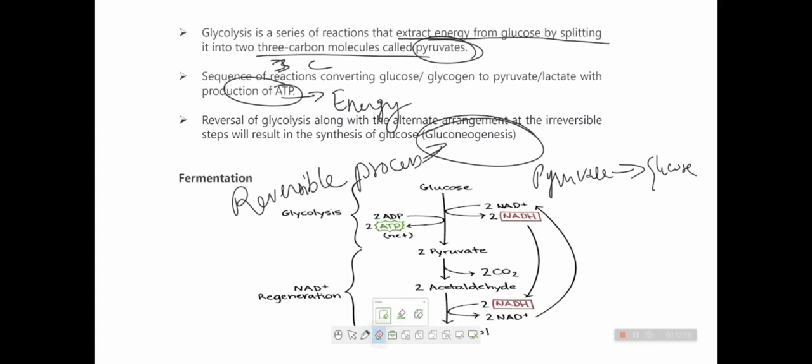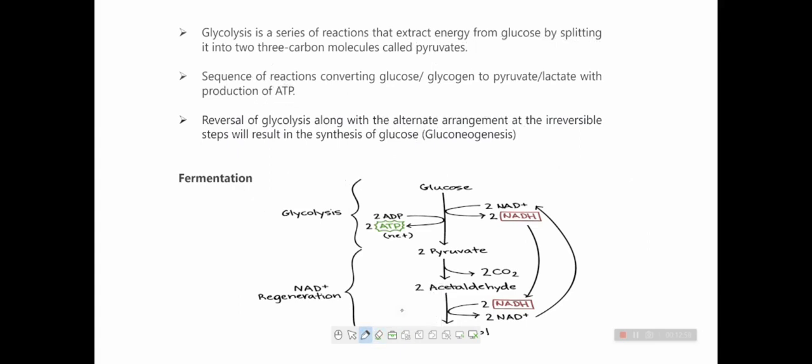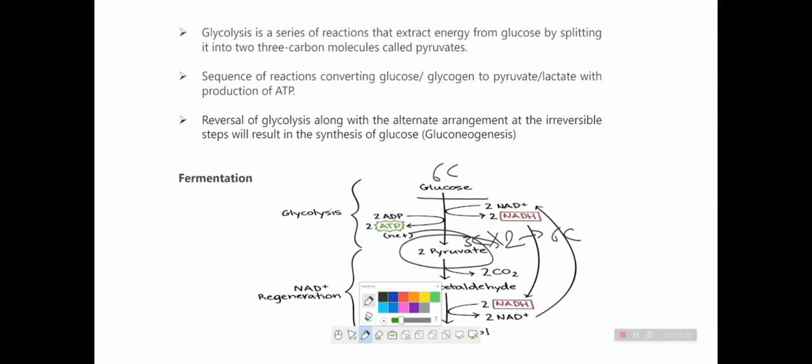This is the steps of glycolysis and energy regeneration. This is a glucose molecule. After breaking of the glucose molecule, 2 pyruvate molecules will be generated. Remember this, because glucose is a 6 carbon molecule and pyruvate is a 3 carbon molecule. That's why for the total 6 carbons, 2 pyruvates will be generated.